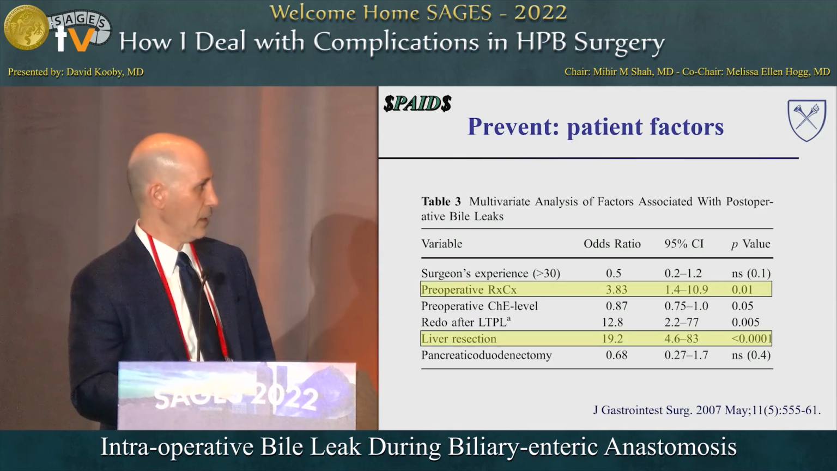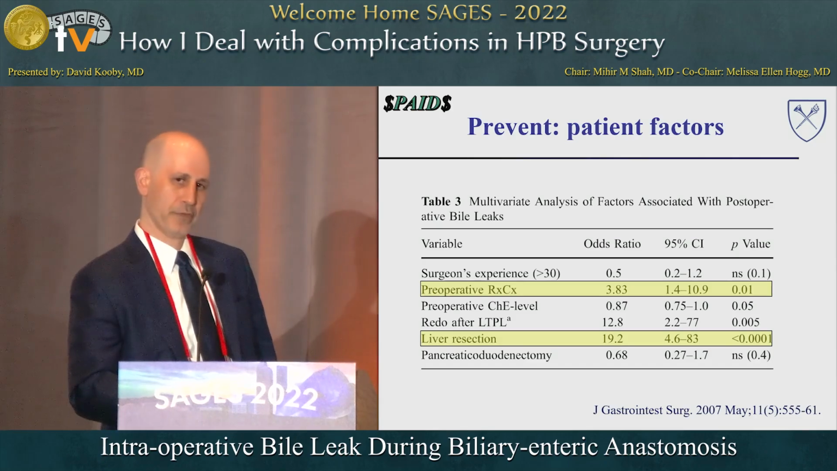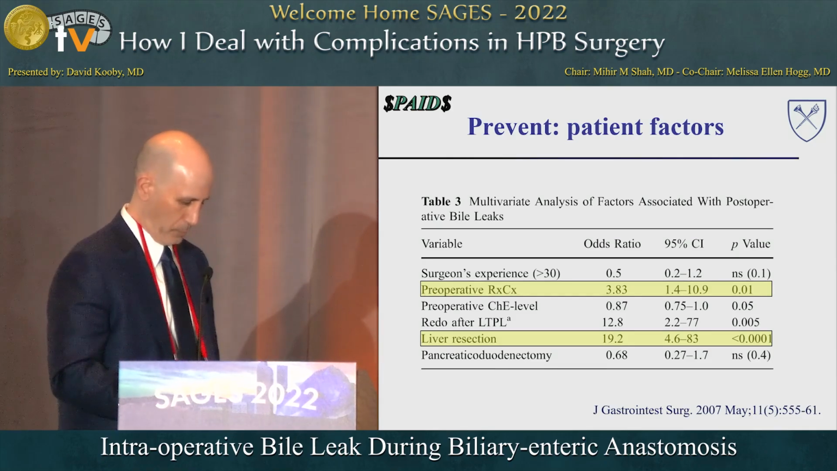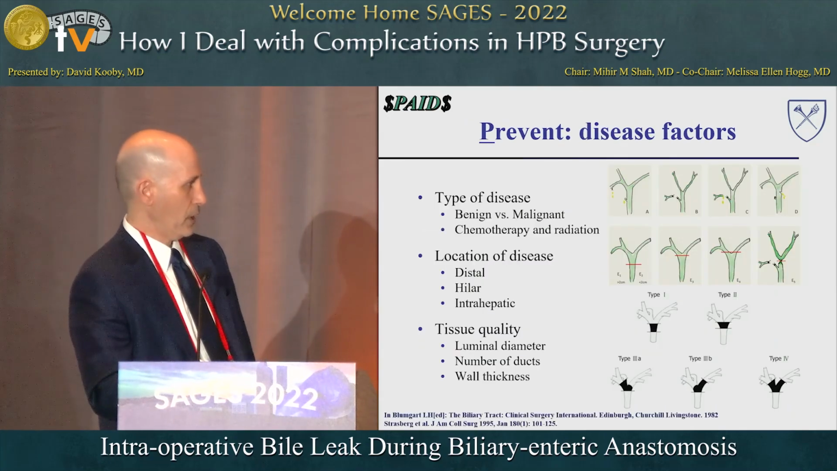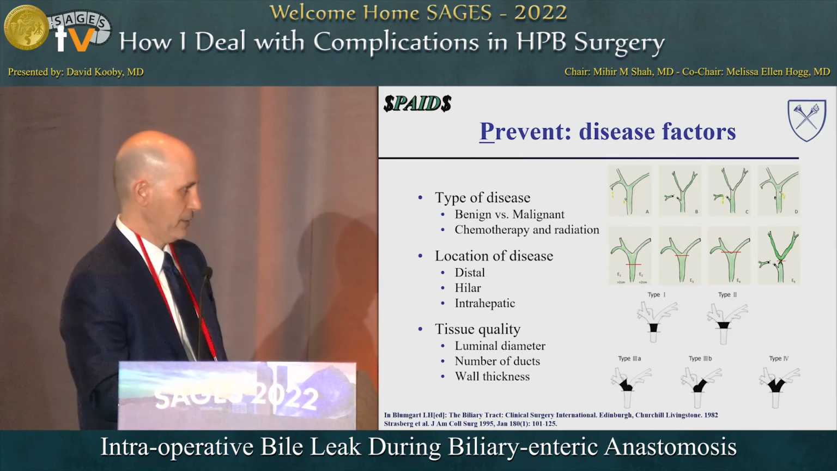But basically, if patients had major liver resection or preoperative chemotherapy and radiation, therefore more cancer cases, you're going to see more bile leaks in the postoperative period. This has already been shown. Basically, type of disease matters. So you have to think about benign and malignant, chemo and radiation, as I mentioned. Location, whether it's distal, hilar, intrahepatic, and then tissue quality.